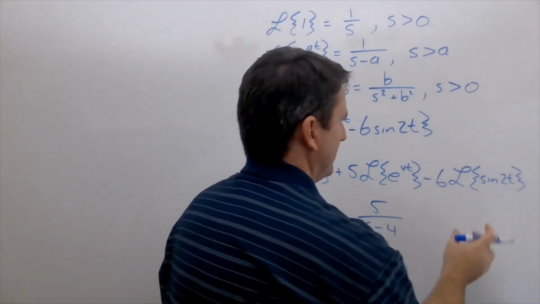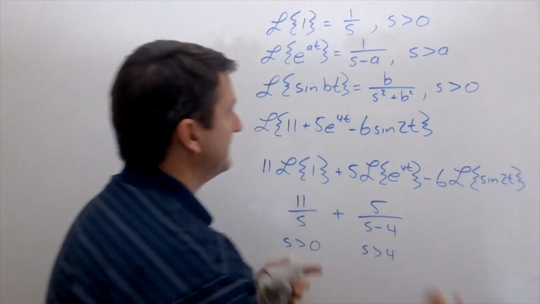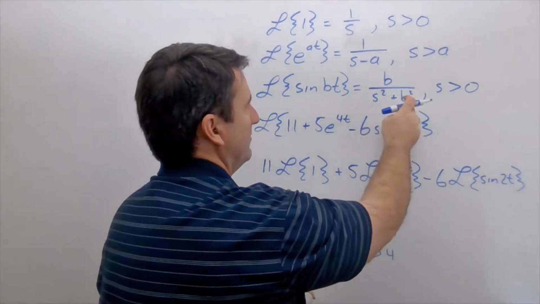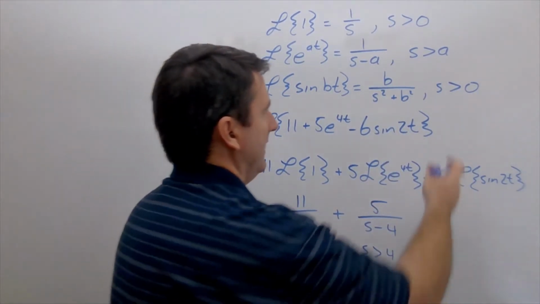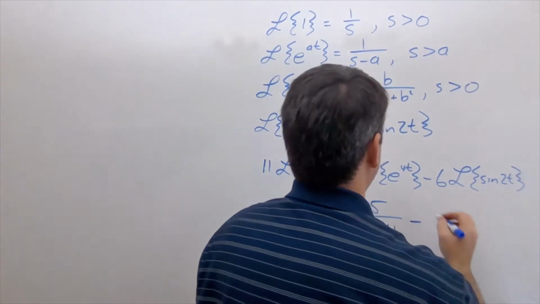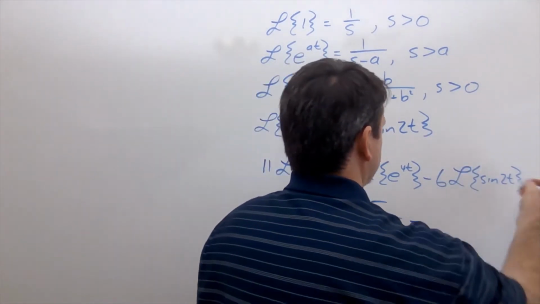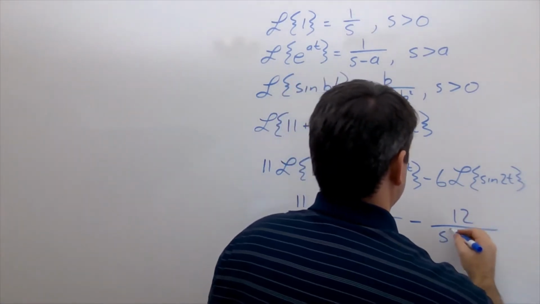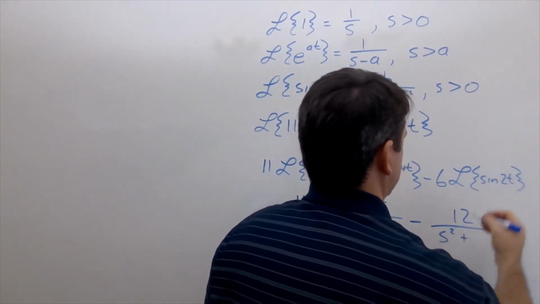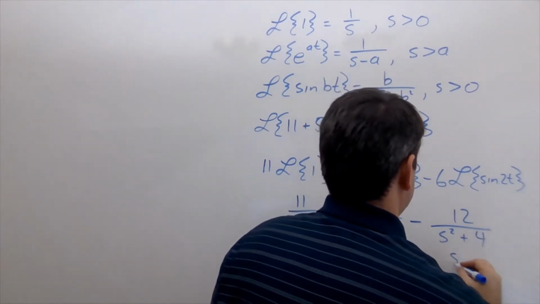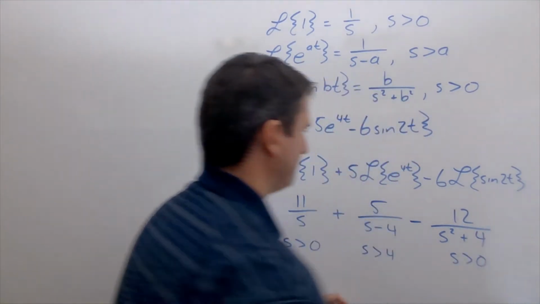And then for this last one, the Laplace transform of sine of 2t is going to be 2 over s squared plus 4. And then multiply that by 6, we're going to get minus 6 times 2, which is 12 over s squared plus b squared, which is 4. And again, s has got to be greater than 0.